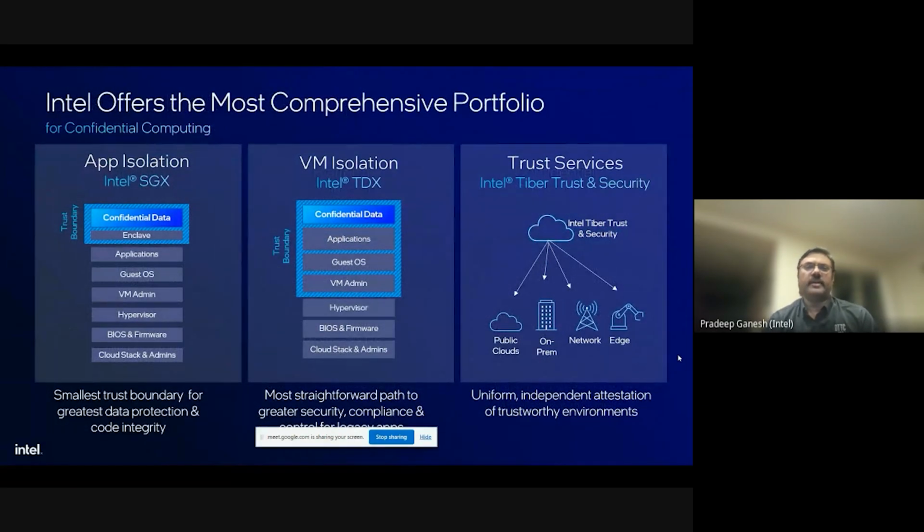So let's talk briefly about app isolation. Intel SGX provides the smallest trust boundary and the greatest data protection and code integrity.